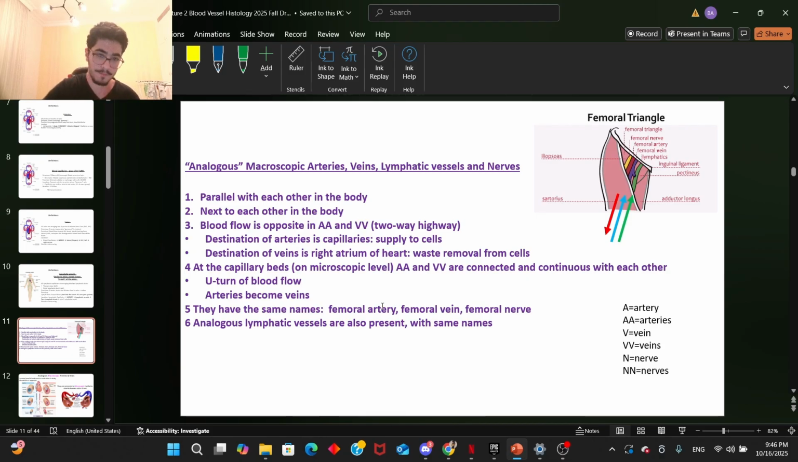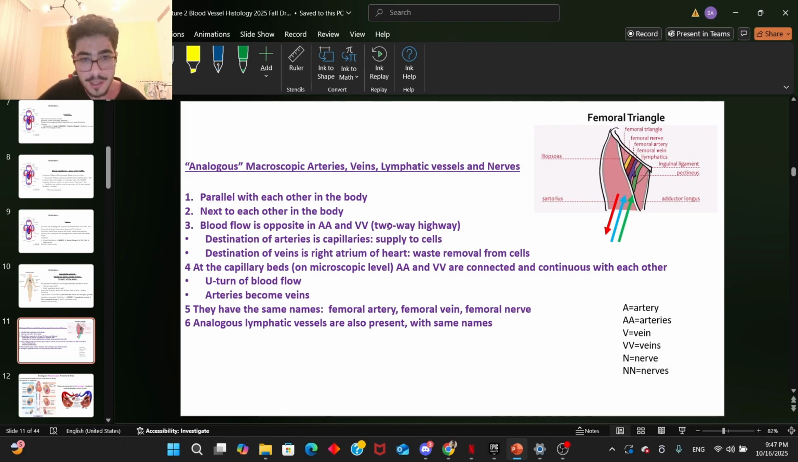Now this is again not very important. We're going to get to the important stuff in a bit, but this is saying that the veins, the arteries, and the nerves all lie parallel to each other, okay? You see this here? They're lying parallel to each other, and they're also next to each other, right?